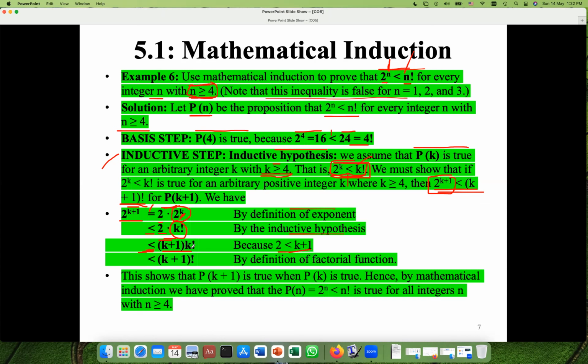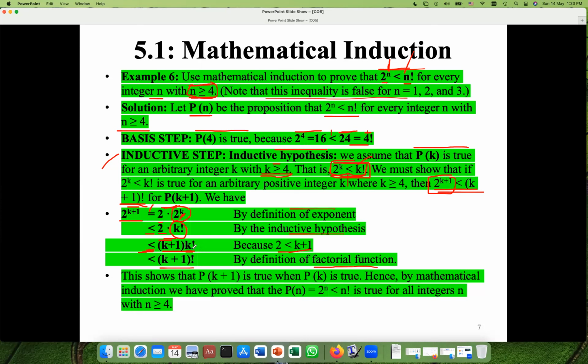So here you have 24, suppose, and the next number is k plus 1. 4 plus 1 is 5. So 24 multiplied by 5, after multiplication, what you will get? 120. That would be the result for 5, and the factorial of 5 is 120. So that's why k plus 1 times k factorial is equal to k plus 1 factorial, according to the definition of the factorial function.